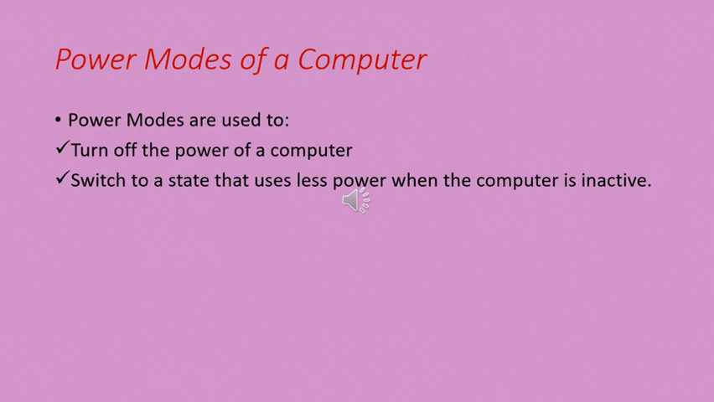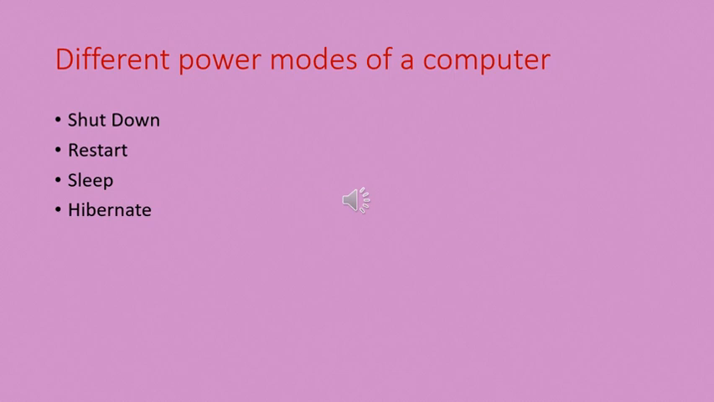If we are not using the computer, then use less electricity, less power. Likewise, we can use power modes for two purposes. The different power modes of a computer are: first one, shutdown, then restart, third one, sleep, and last one is hibernate. To access the power modes, place the mouse pointer on the arrow next to the shutdown button in the start menu. Then you will get a list of options.